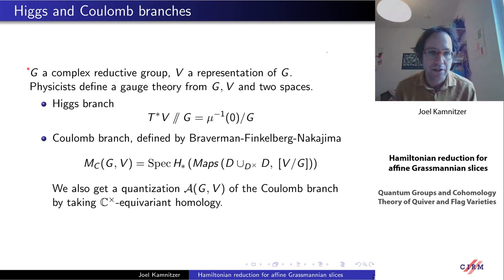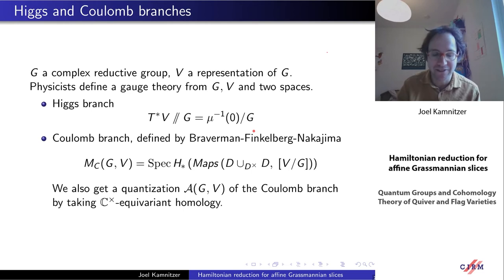Given a group G and a representation, the physicists can define a gauge theory. And from this gauge theory, they produce two different spaces. The first space they call the Higgs branch, which is defined to be the Hamiltonian reduction of the cotangent bundle of G.